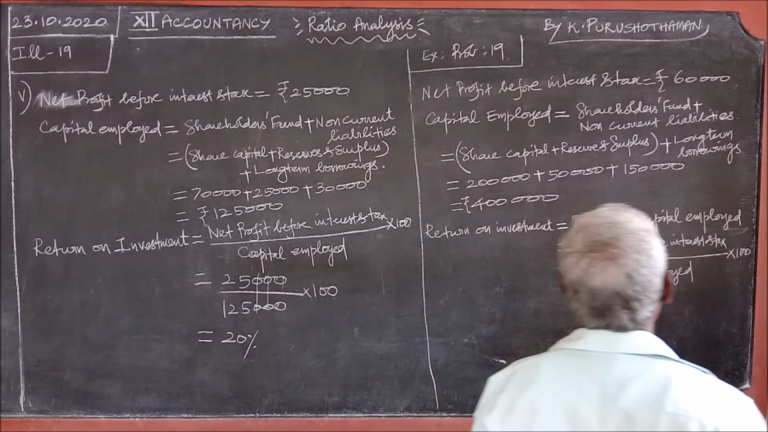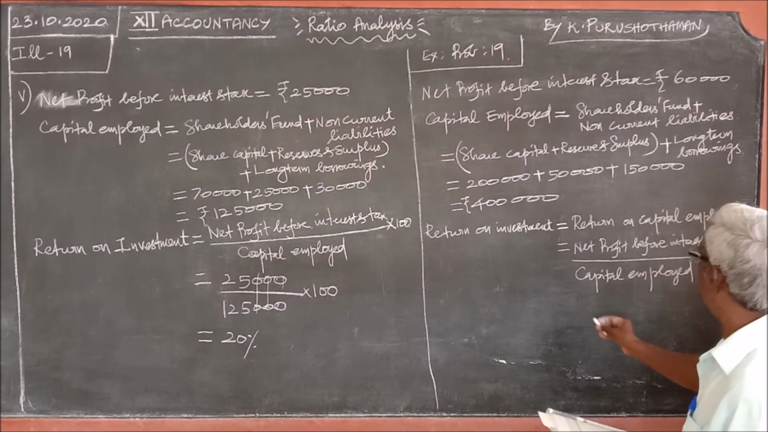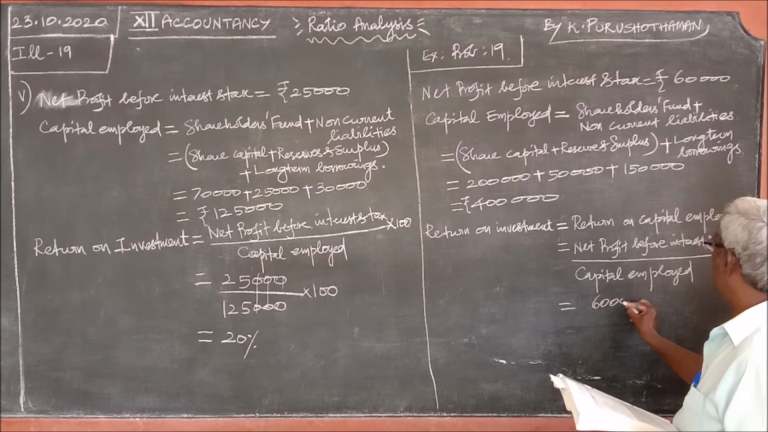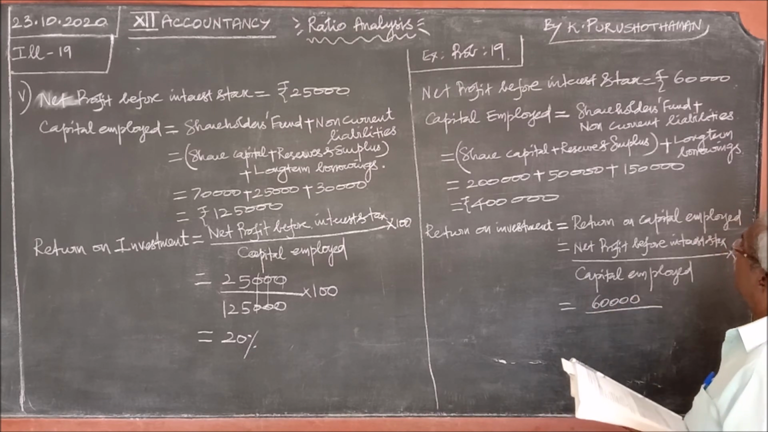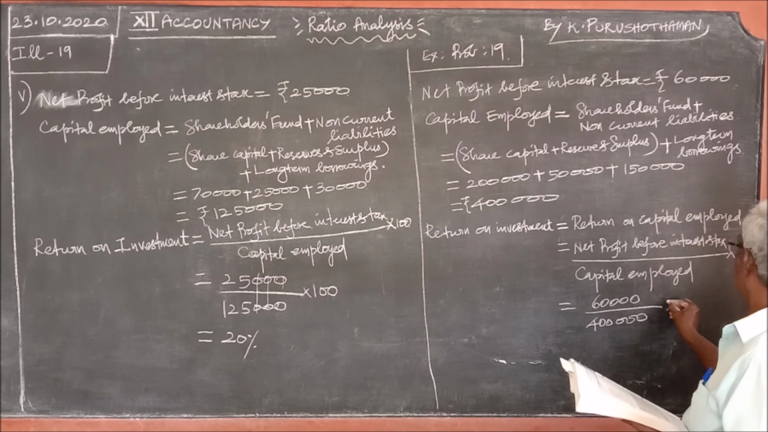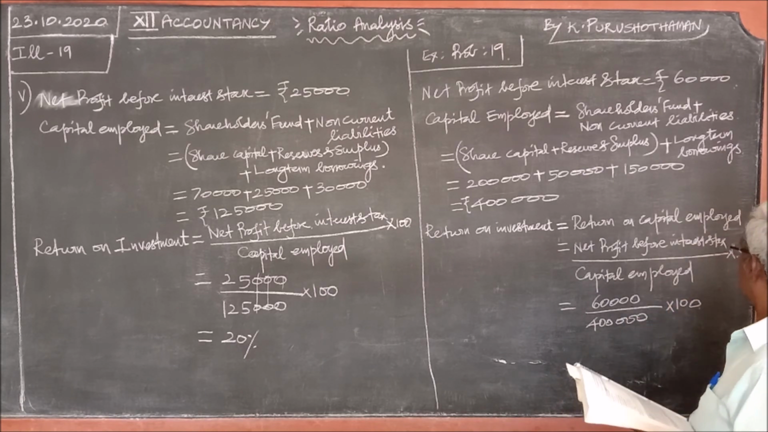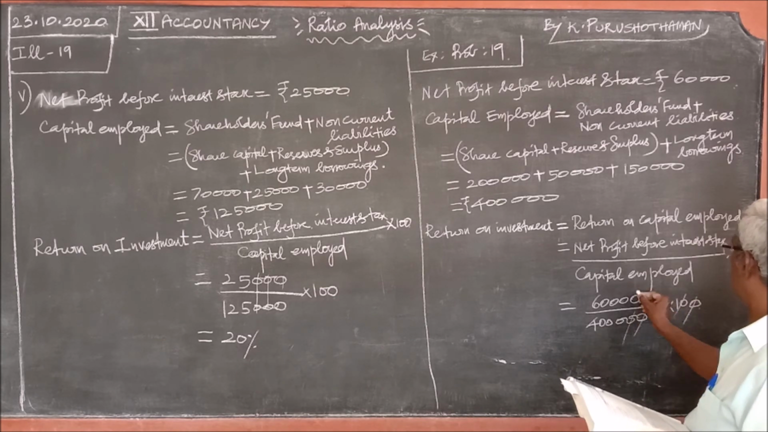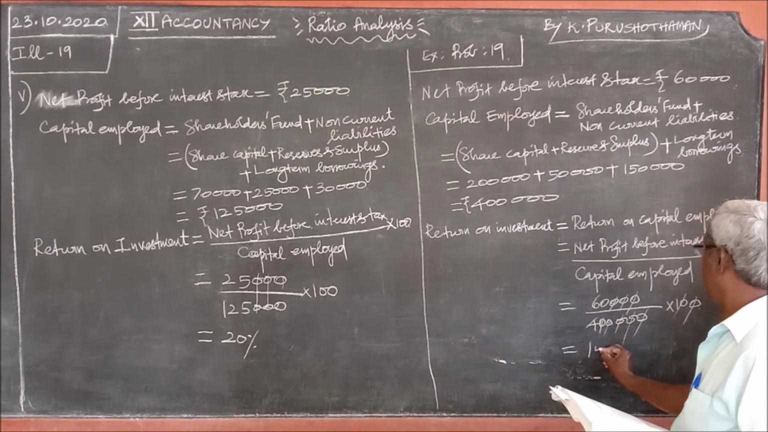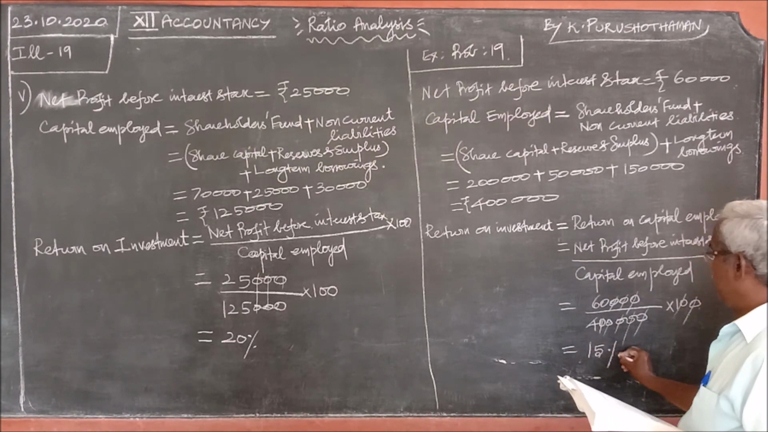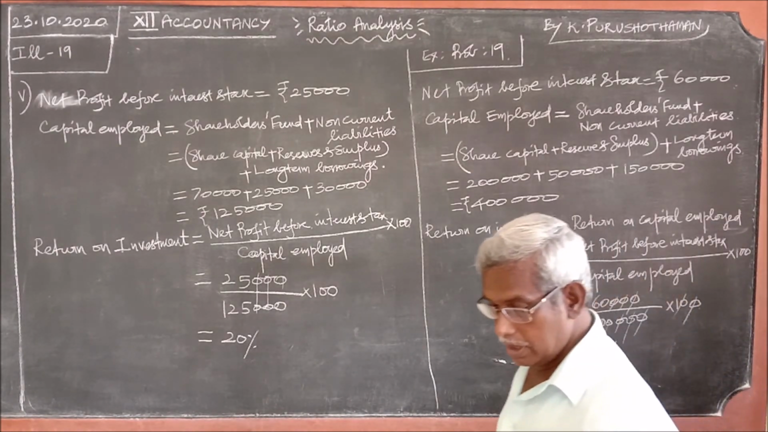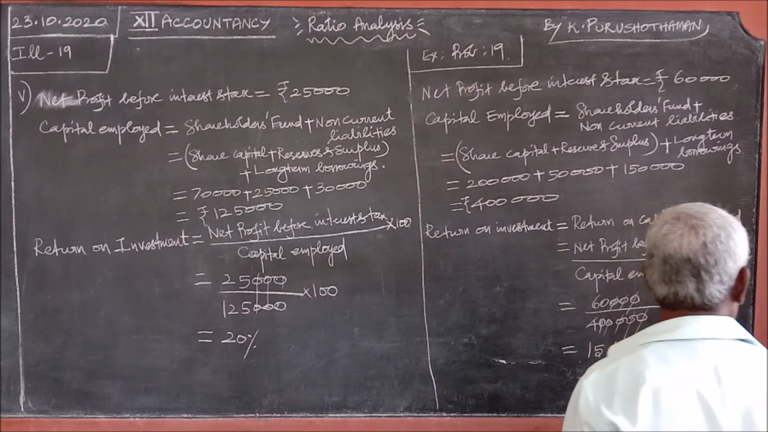Now we can substitute the values here. This is equal to net profit before interest and tax, 60,000, by capital employed 4 lakhs, into 100. 2 zeros cancel, remaining 3 zeros. 60 by 4, 15%.